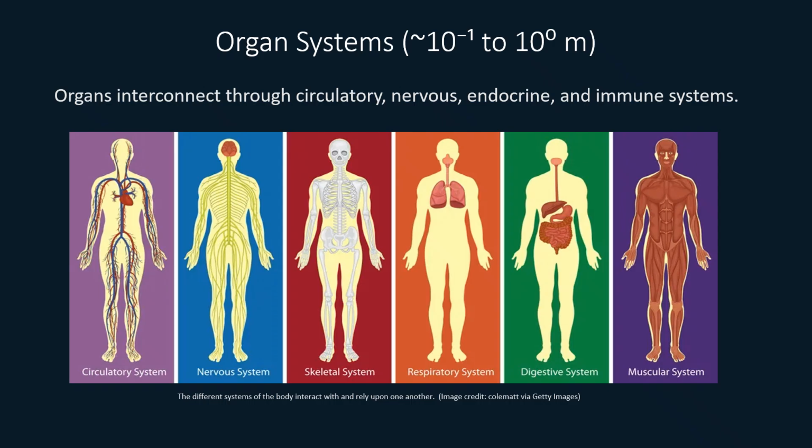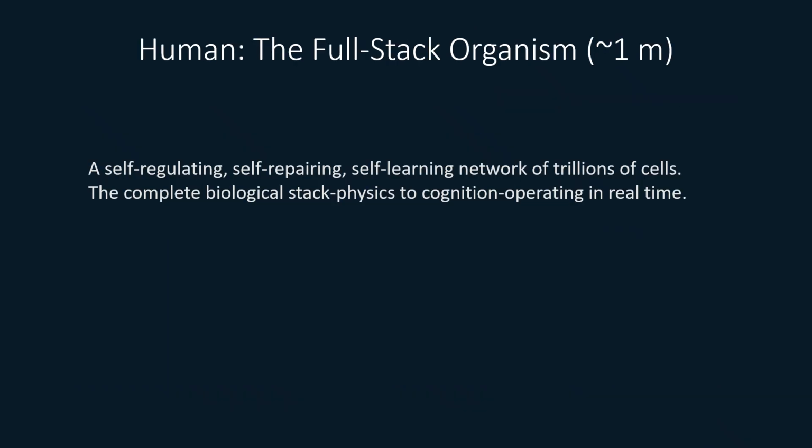Now let's see the full-stack organism. A human is about a meter tall, let's call it 40 trillion cells, plus trillions of bacteria in the microbiome, constant immune surveillance, regeneration, repair, all these things happening simultaneously. You cannot model all of this.